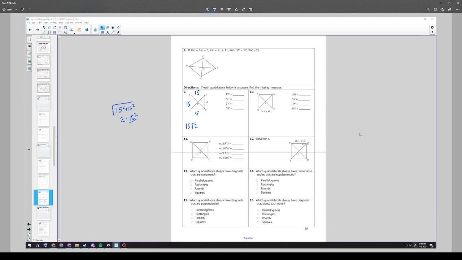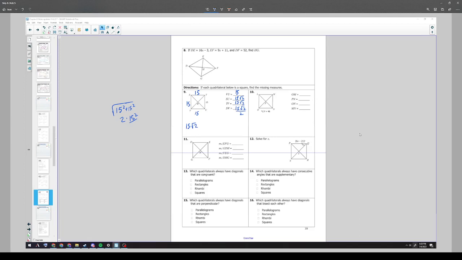So let's see, that gives us VU is 15, SU is going to be that 15 square root of 2 that we just found, because that's a diagonal. TV is the other diagonal. It's equal because it's a rectangle, so the diagonals are equal in length. And SW is half of that, so it would be 15 root 2 over 2. So simple enough.